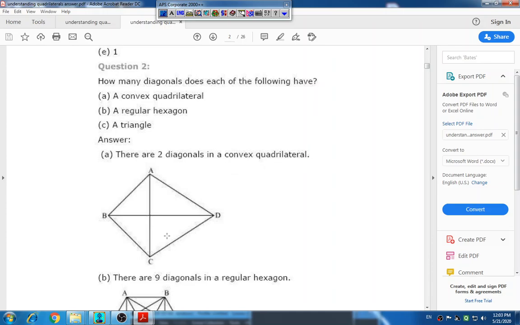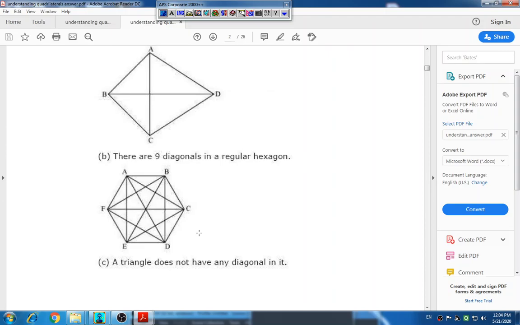Following, we have a convex quadrilateral, a regular hexagon and a triangle. Look at here, there are two diagonals in a convex quadrilateral. As like that, A, B, C, D, we can draw a convex quadrilateral. And what are diagonals? The vertices which are opposite each other, and if they are joined with a line, that line is known as a diagonal. So diagonal AC and diagonal BD. As like that, we get two diagonals in a convex quadrilateral.